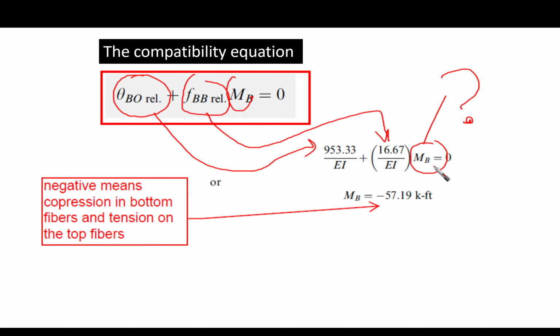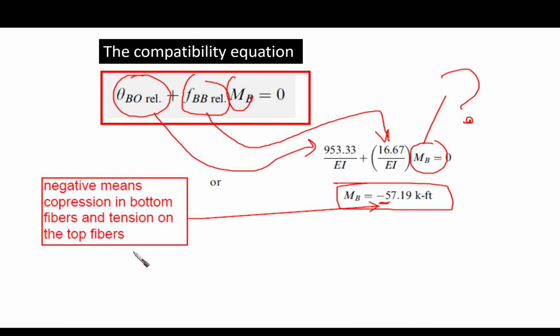Then the only unknown is going to be MB. One equation and one unknown, then we can obtain MB as minus 57. What is the meaning of minus here? The negative means compression in bottom fibers and tension on top fibers. This is the sign convention for moments. Take care of this.